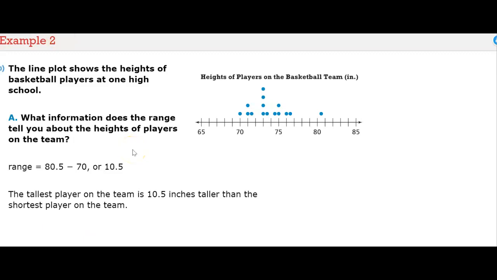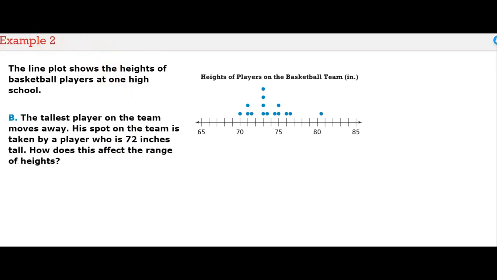The range of the players, you take the greatest, which is 80 and 5/10, and then subtract 70. And you get 10 and 5/10. So the tallest player on the team is 10 and 5/10 inches taller than the shortest player on the team.